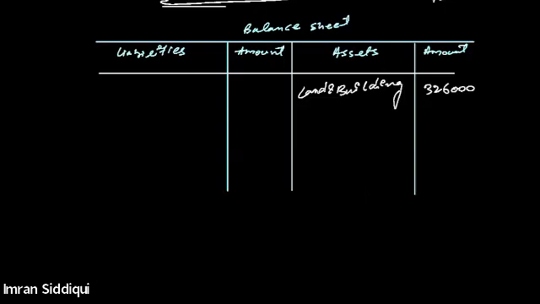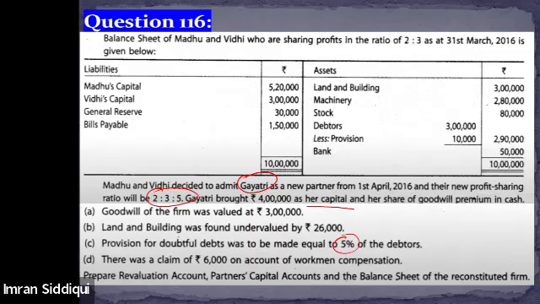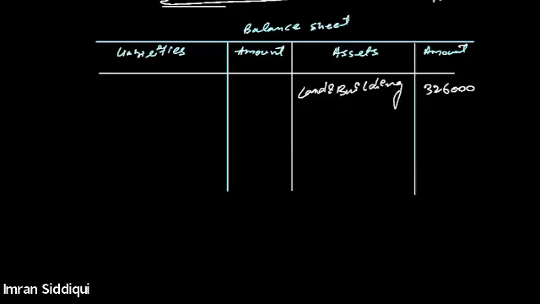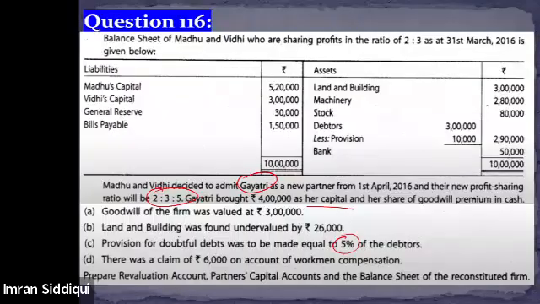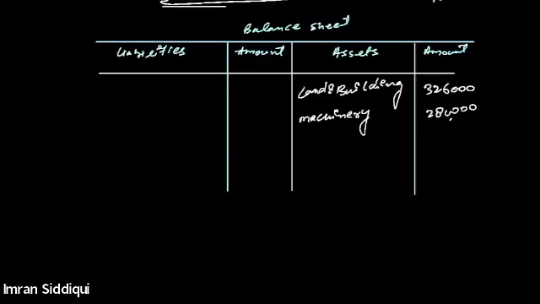Then we write down the value of the other assets. There is machinery. There is no change in the value of the machinery, so we write it as it is, 2,80,000 only. The value of the stock remains the same at 80,000, so we write the stock as it is, 80,000.